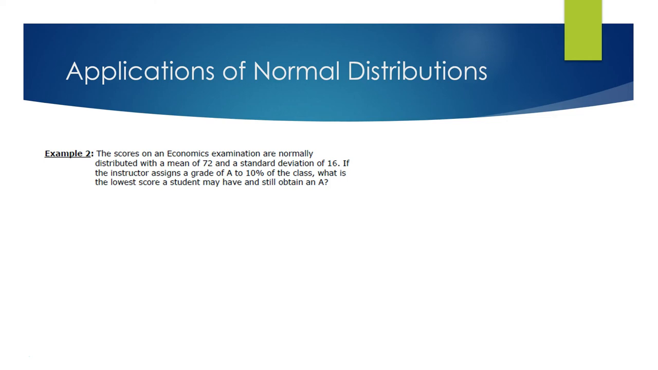Example 2, the scores of an economics examination are normally distributed with a mean of 72 and a standard deviation of 16. If the instructor assigns a grade of A to 10% of the class, what is the lowest score a student may have and still obtain an A? So try to see if you can figure this out. Go to the nearest percentile and be careful about that, because we're going to have to talk about that momentarily as to why. And then we'll talk about it more.